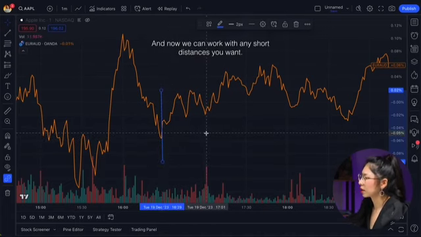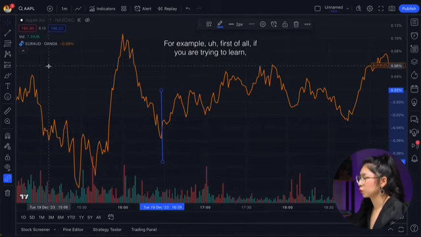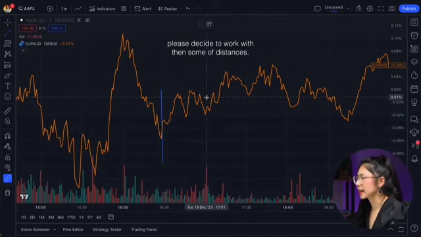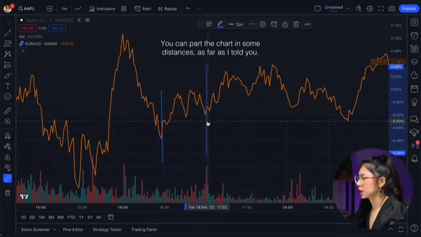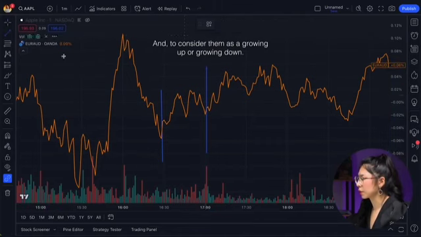And now we can work with any short distances you want. For example, first of all, if you're trying to learn, please decide to work with some distances. You can part the chart into some distances, as I told you, and consider them as growing up or growing down.